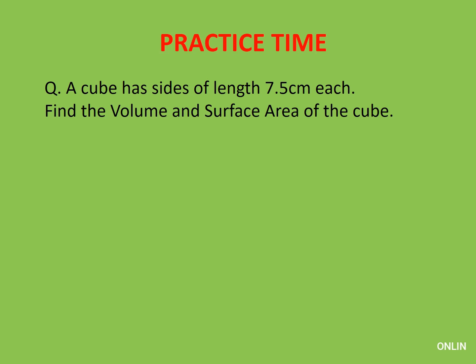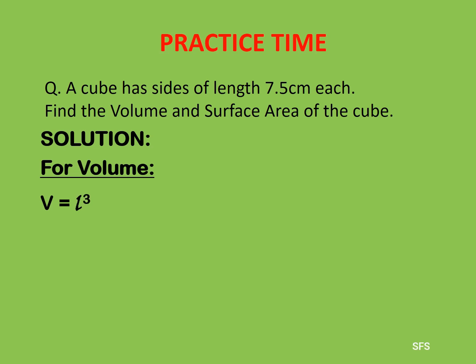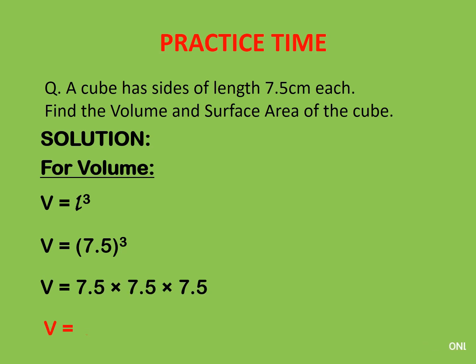For the first question, which was, a cube has sides of length 7.5 centimeters. Find the volume and surface area of the cube. First, we will find the volume. For volume, we will write down the formula. V is equal to L cube. Substitute the value of L, that is 7.5 centimeters, and multiply 7.5 centimeters 3 times and you are going to get your answer. That is, V is equal to 421.875 cubic centimeter.